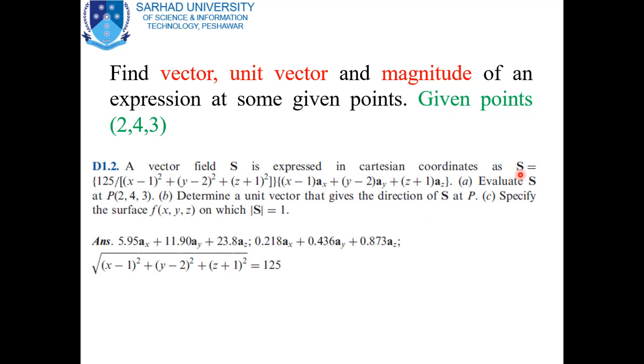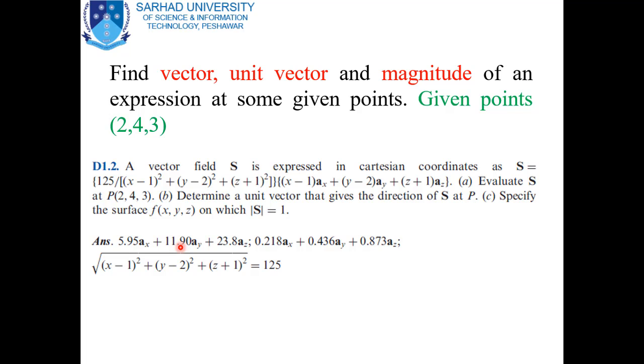So our vector is s, and the expression of s is given by this, in which s is a function of position. So here in x we have to put the value of x, which is 2, the value of y, which is 4, and the value of z, which is 3. So we will find the vector form of s at these given points. After putting in the values of x, y, z, we will have 3 components of vector s, which are 5.95 ax + 11.9 ay + 23.8 az.